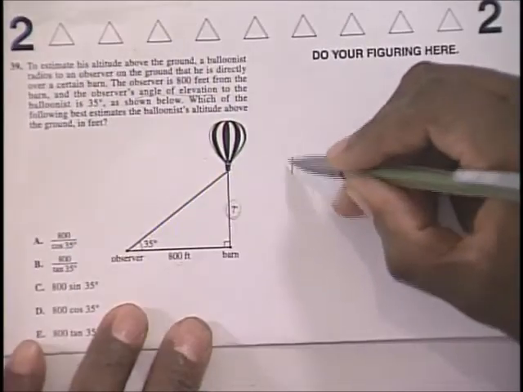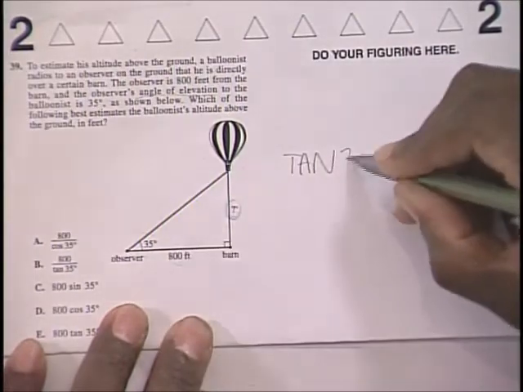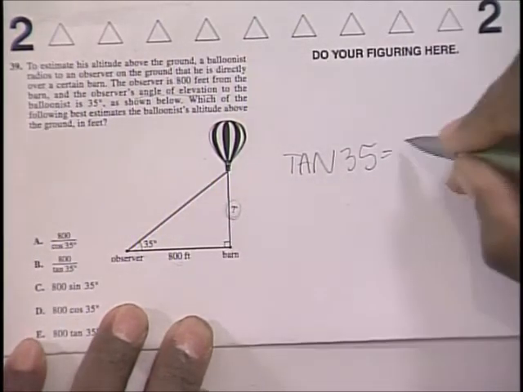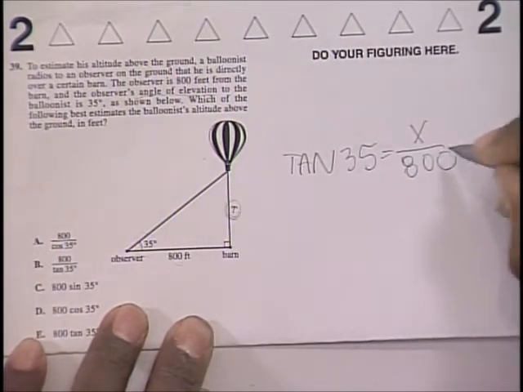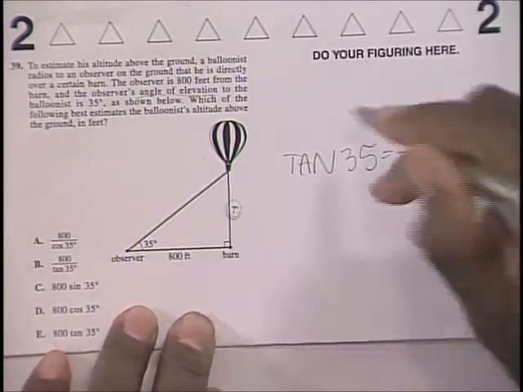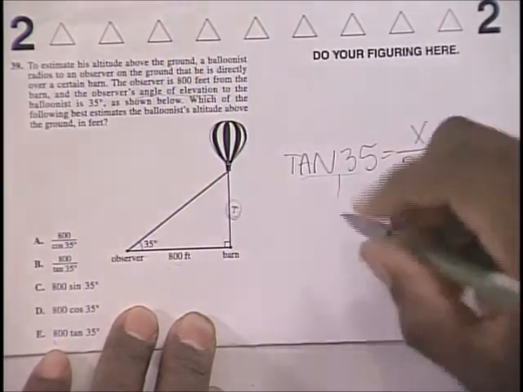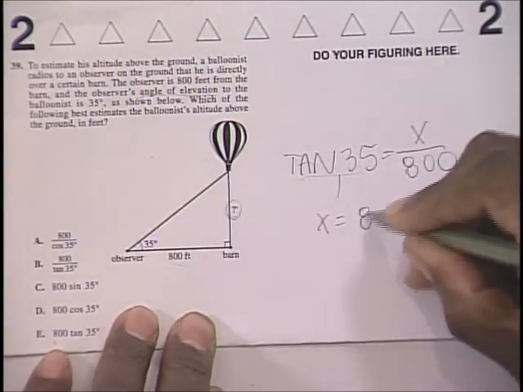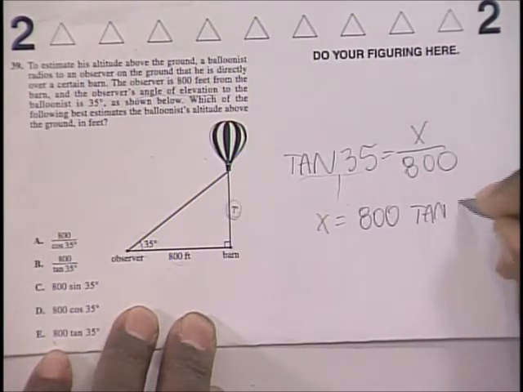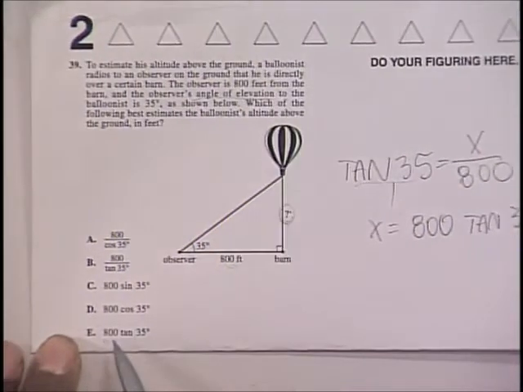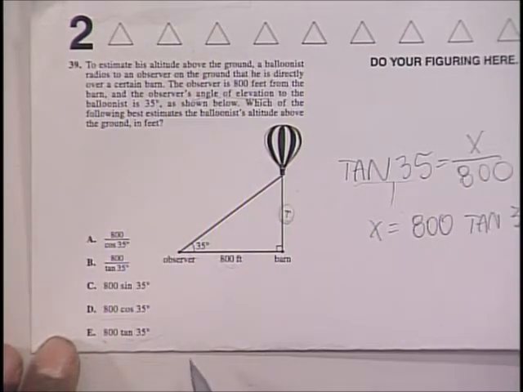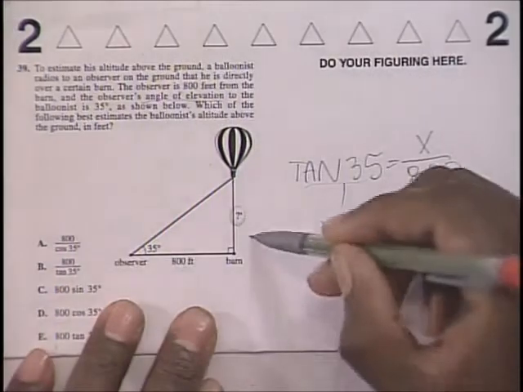So we have the tangent of 35 is equal to the opposite, which is unknown, over the adjacent, which is 800. You want to solve for x, so you cross multiply. That's over 1. You get x is equal to 800 times the tangent of 35. You might not be able to read it, but that's the answer right there. So the correct answer would have been E.